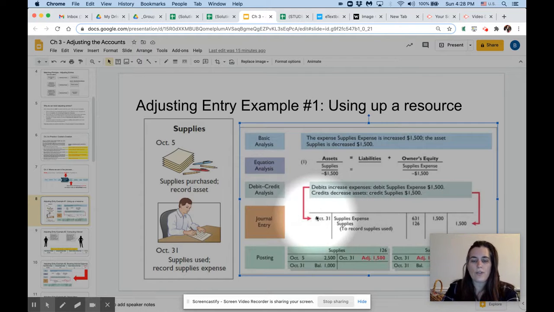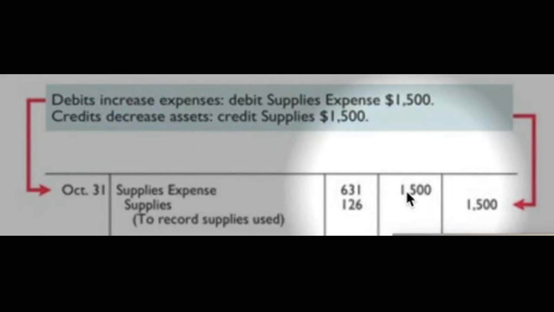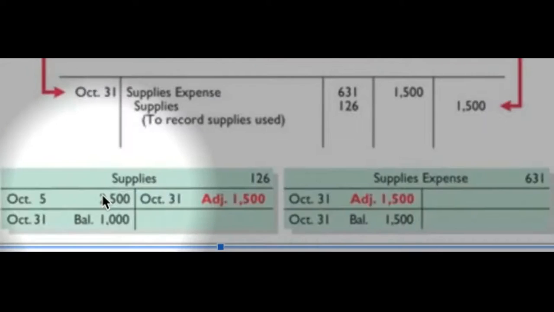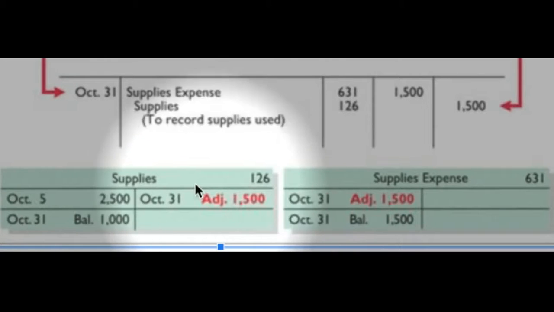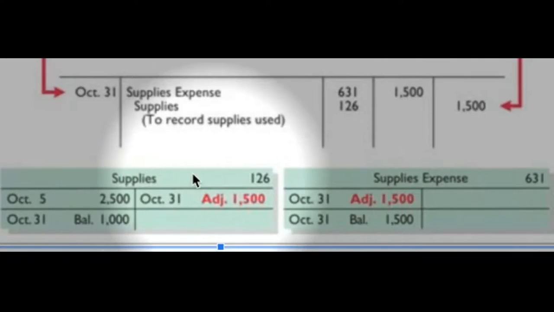In terms of the journal entry, an adjusting entry like this is always going to be at the end of the month. So what we're going to do is show supplies expense being debited. Okay, so the expense is being incurred and supplies is being credited. The posting to the ledger, we're going to show a credit to supplies, right? And again, the ledger is really just repeating what's happening in the journal, but we have to make sure we hit both accounts.